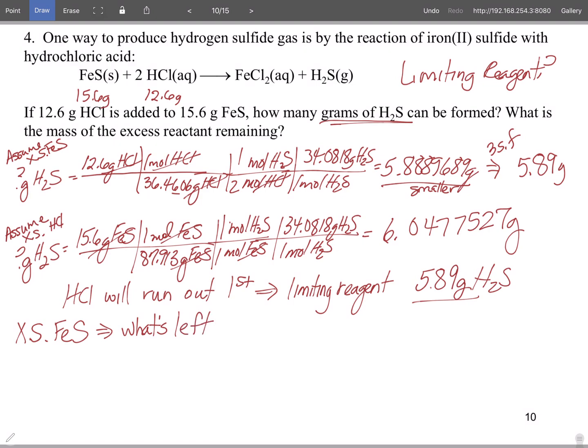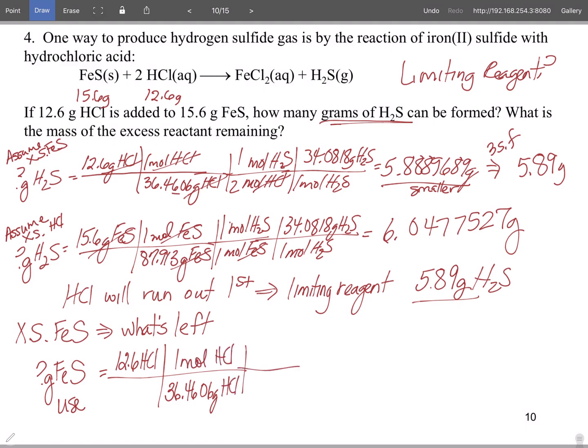So what that really means is how much did we use? So how many grams of iron 2 sulfide did we use? That's what we're looking for. So we know our limiting reagent is hydrogen chloride. So we go back: 36.4606 grams of HCl per 1 mole of HCl. Now in this particular case, since we're trying to figure out what we will use, 2 moles of the HCl. And again, our units cancel. But this time, oops, I forgot the grams. We're going to 1 mole of iron 2 sulfide.